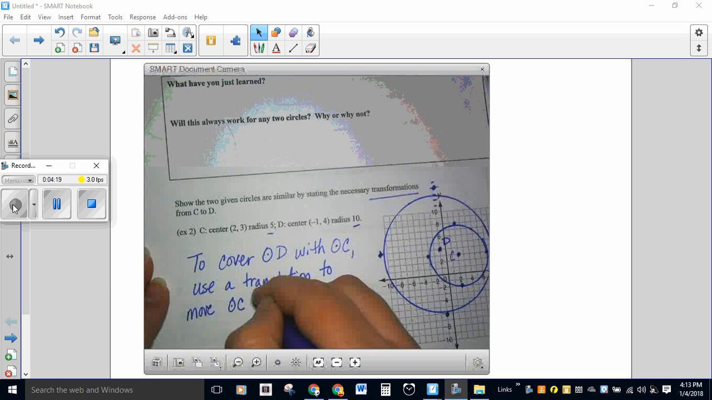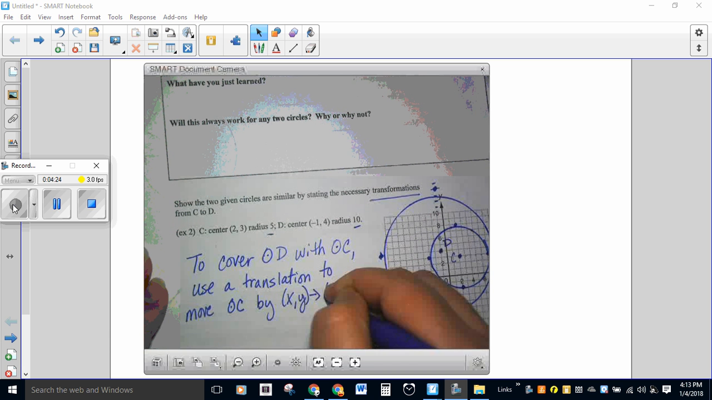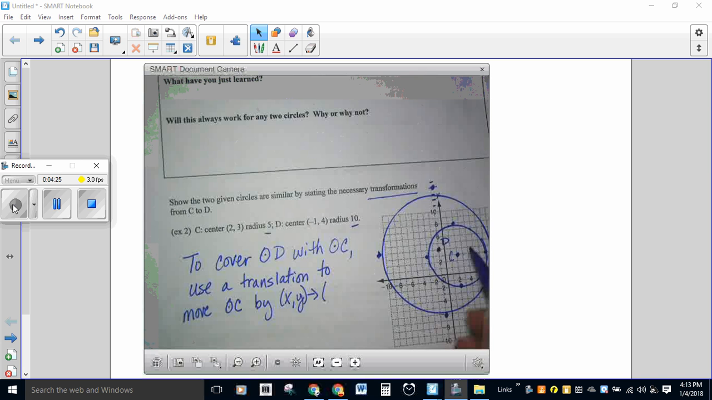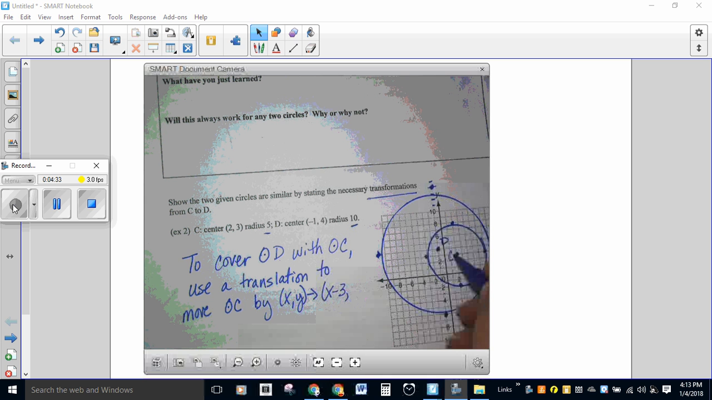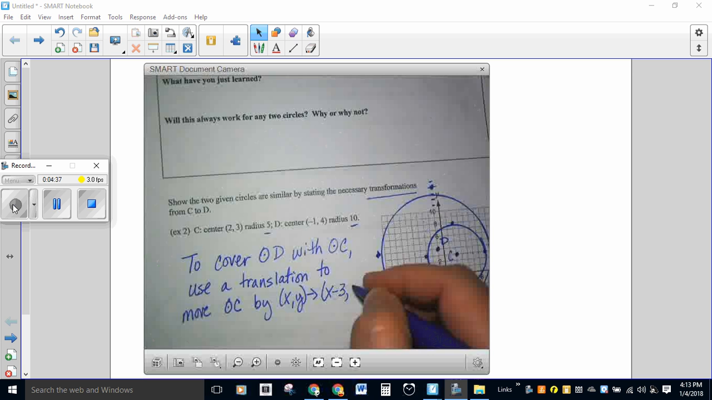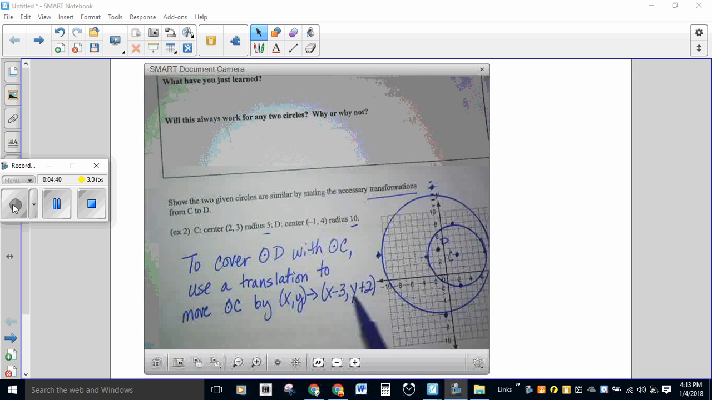by x comma y such that, since we're going to the left this time, we're going to go over 1, 2, 3. So we're going to go to the left. That's x minus 3. Then we've got to go up, and we only have to go up 1 this time. So we're going to say y plus 1. Okay, up and down is y, left and right is x.